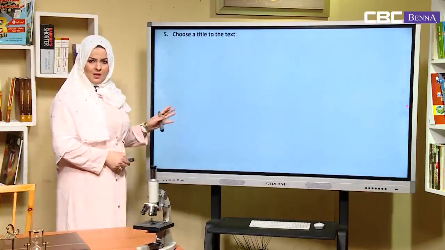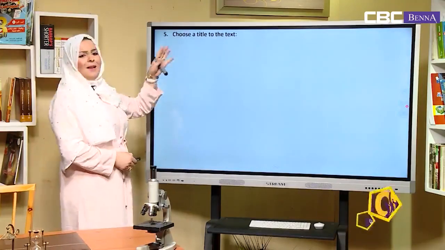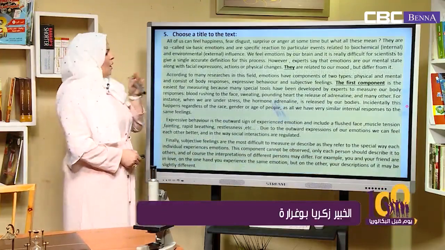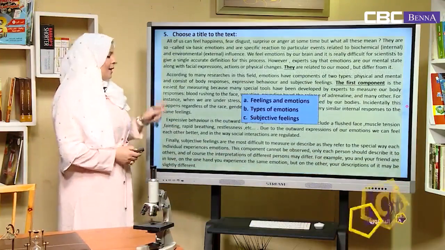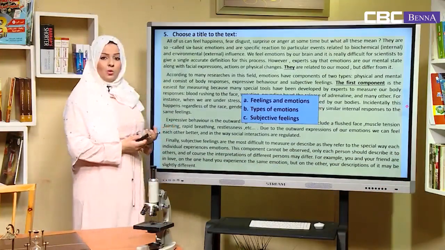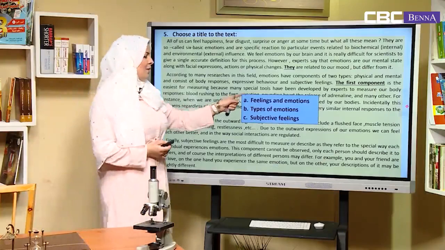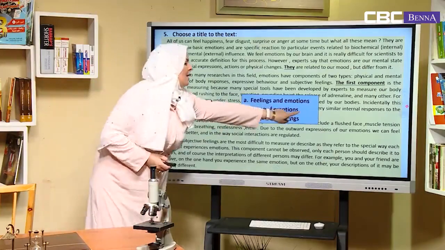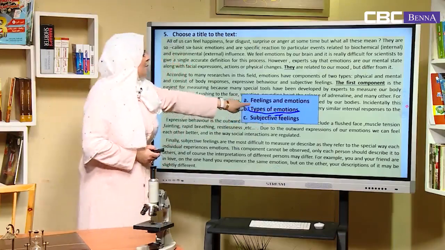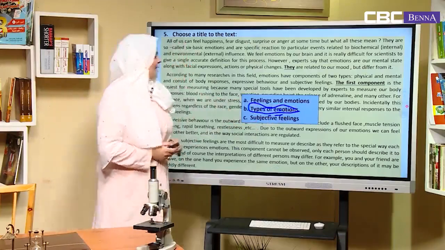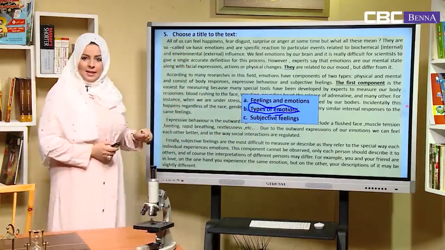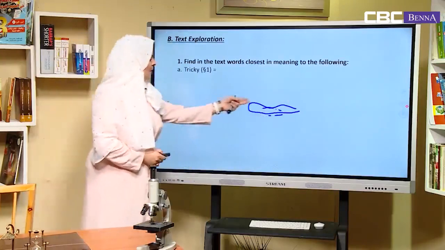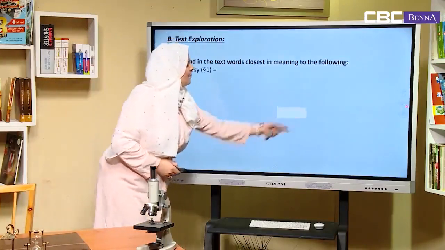Let's move to the last activity, which is choose the best title or choose a title to our text. And I have given you possibilities here. And I think the most important, according to what you have seen in the text, it is feeling and emotions or types of emotions or subjective feeling, which is here, which is B. So it is B. Is it clear? Good.